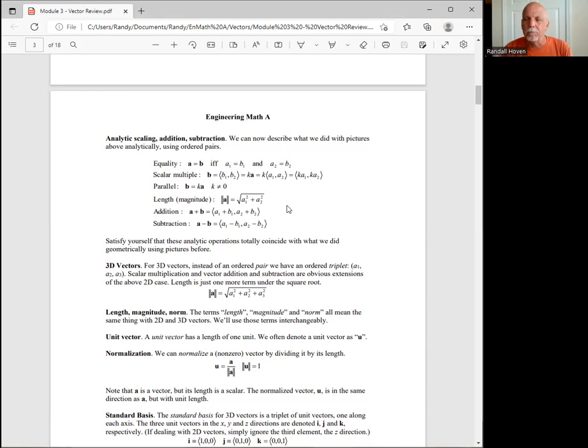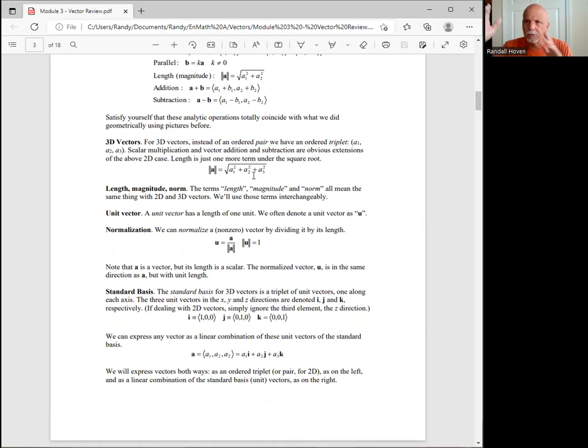Length is found by the Pythagorean theorem. Addition, you just add the components. Subtraction, you just subtract the components. You don't have to draw pictures anymore. It might help to imagine what's going on, but we can do it all analytically. And as we move up to 3 dimensions, everything is very natural. Length is now 3 components, or the Pythagorean theorem in 3 dimensions. And by the way, in this context anyway, length, magnitude, and norm all mean the same thing. Generally, norm and magnitude might mean something else, but for us now, they all mean the same thing.